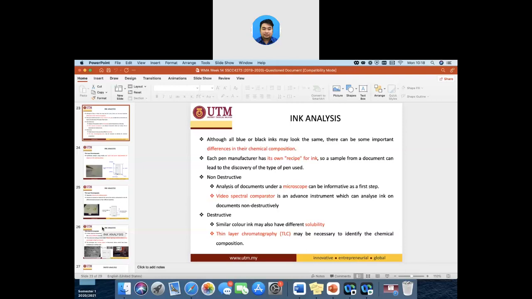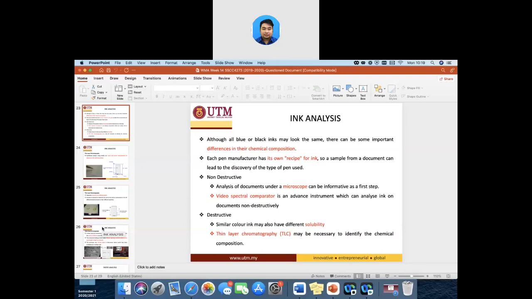Okay, so all of these different chemical compositions of inks will lead to individualization whenever we are analyzing the questioned documents. Okay, so how are we going to determine whether this ink is the same ink from the same company, from the same pen or a different pen? Different ink, we are going to look at the different kinds of analysis here.